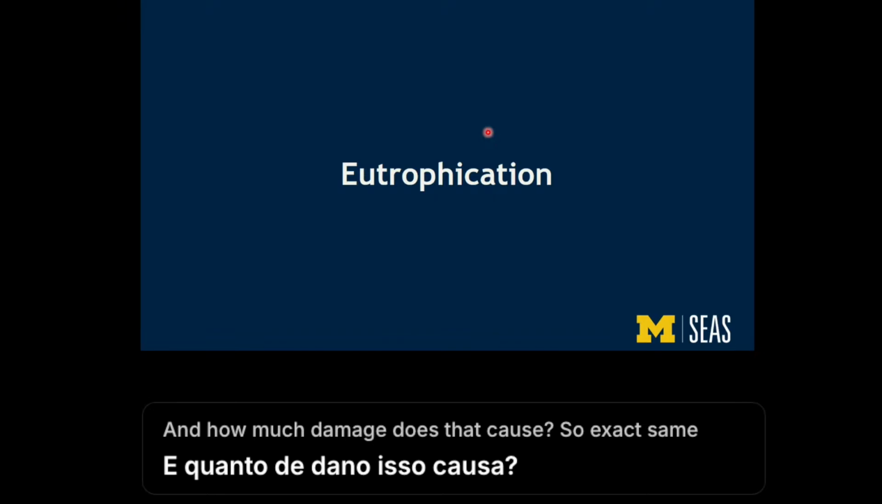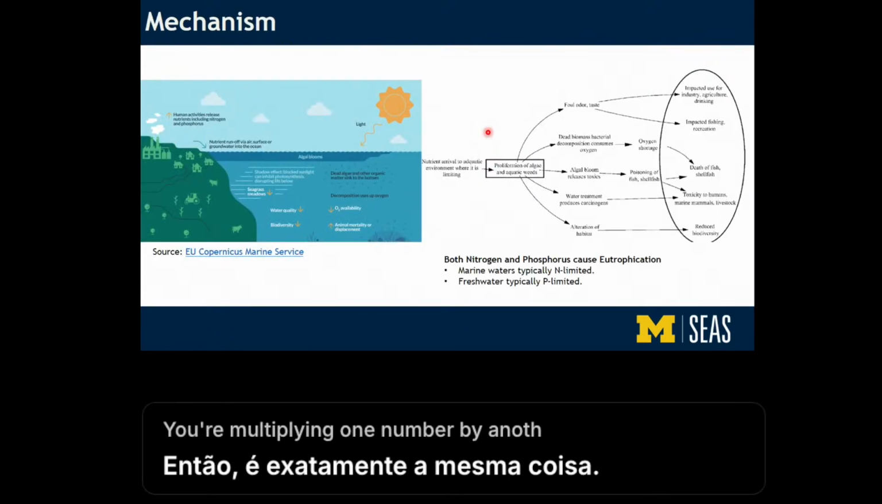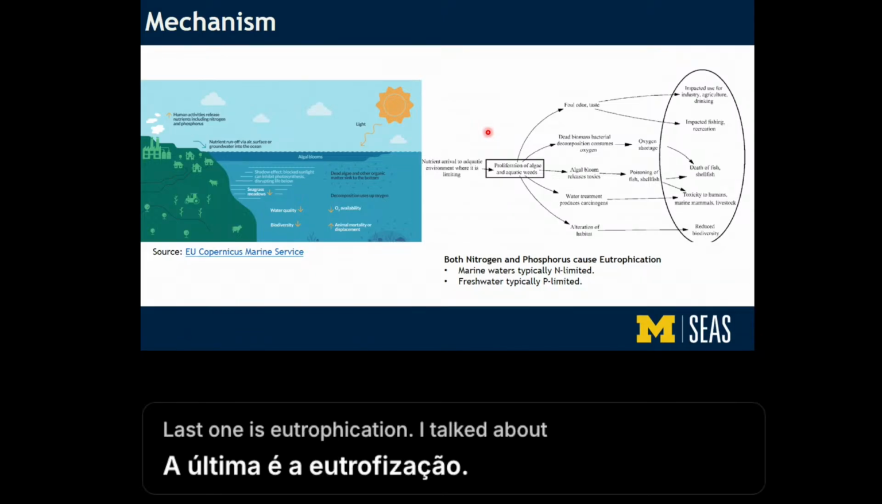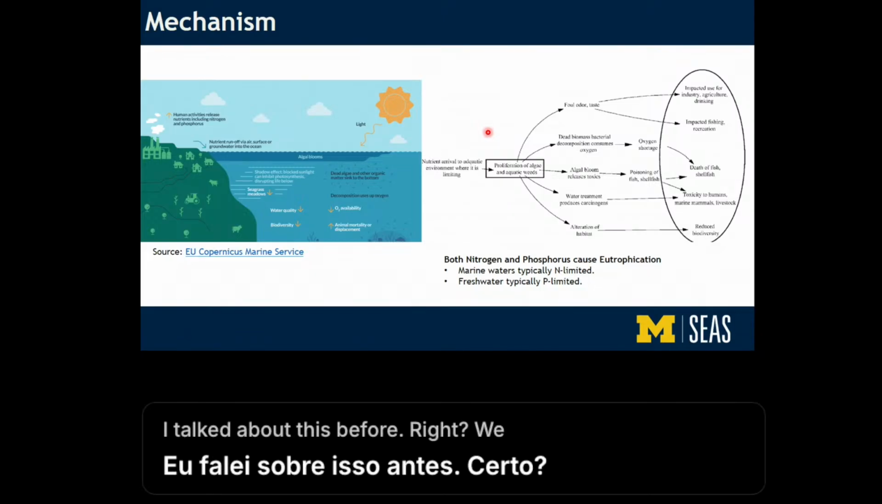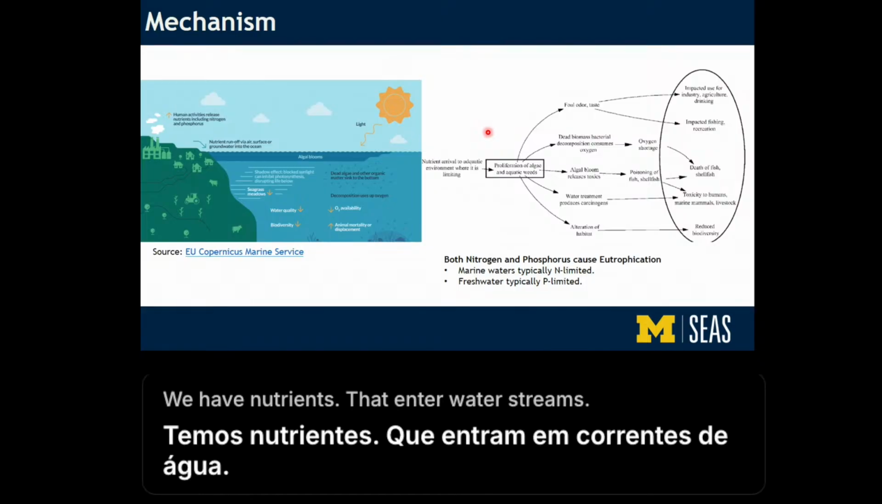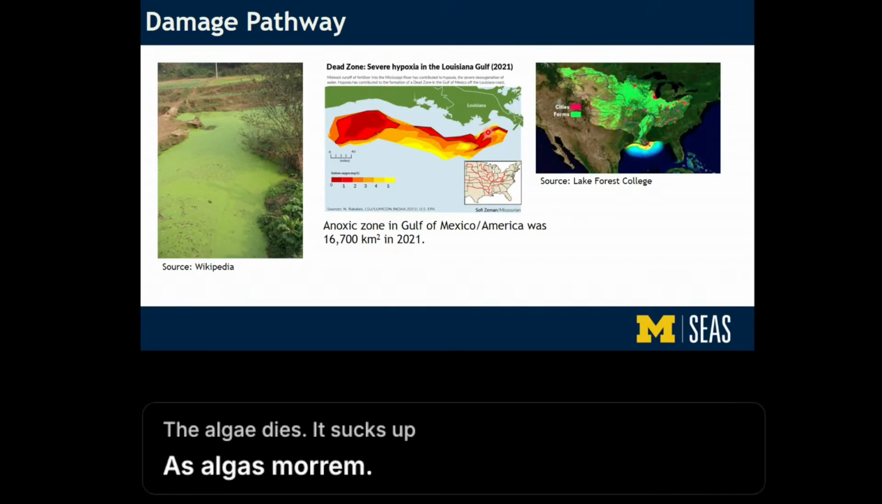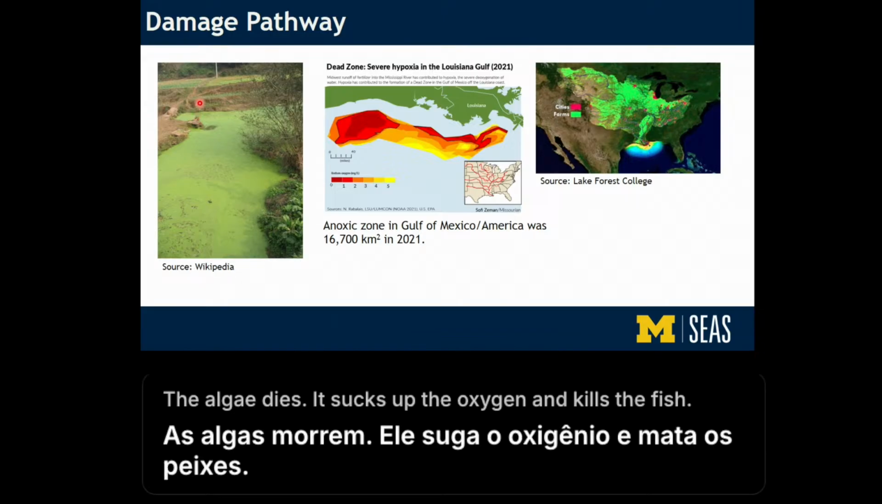Last one is eutrophication. I talked about this before, right? We have nutrients that enter water streams. They cause algae to grow. The algae dies. It sucks up the oxygen and kills the fish, right? And this is a huge problem. This is what it looks like, right?